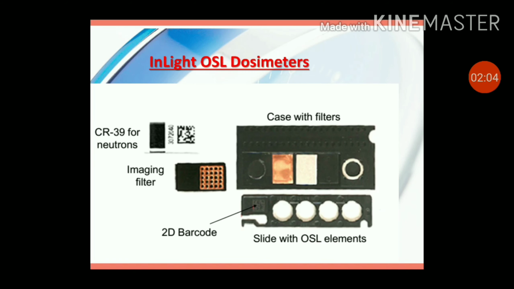And this is an InLight OSL dosimeter, and dosimeters of InLight batches contain a 4 round dosimeter that is 7.0 mm in diameter that can be read individually. So the dosimeter of InLight Dot contains a single round dosimeter that is 7 mm in diameter. It is in a single round. So InLight Dot dosimeters can be placed in an adapter for readout in the InLight reader.